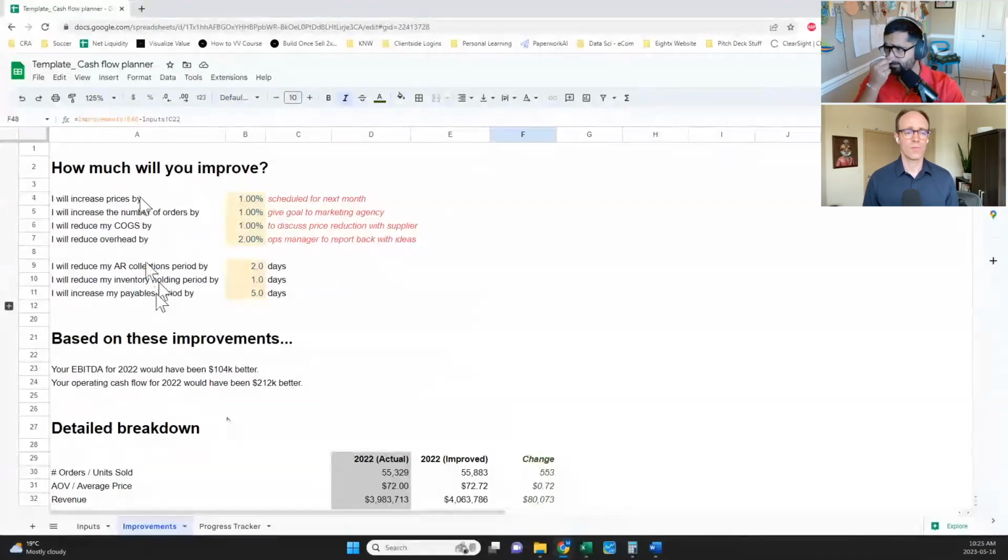So let's just look, right? Let's assume you increase prices by 1%. Most companies, most of the time, most customers won't even notice this. So this is something you can do right away. Can you increase the number of orders by 1%? That is a very achievable goal.